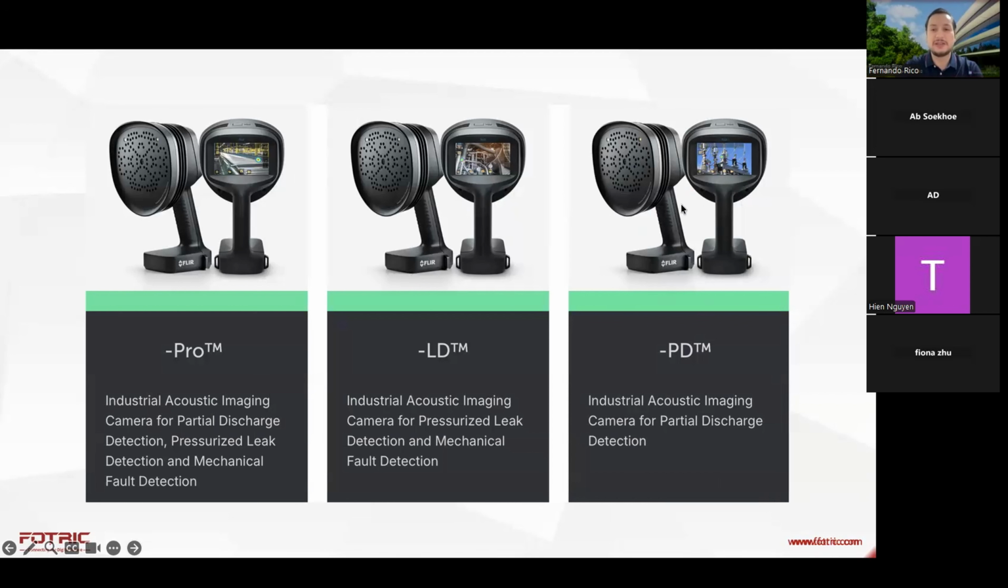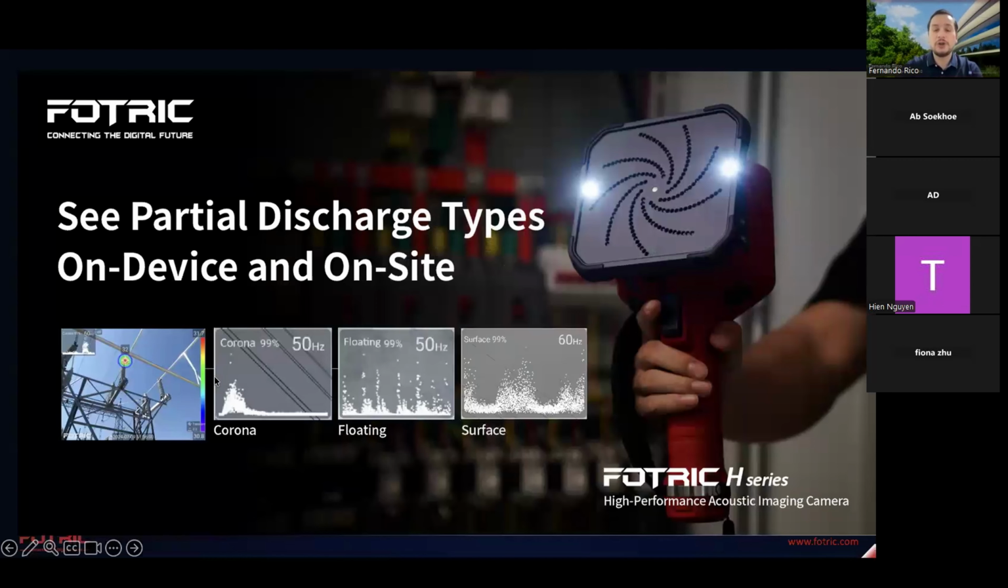All they did was cripple the features on this one and allow full features on this one. This does only partial discharge. This does only leaks. They also have a model where it only works for air leaks and another one for gas leaks, as if it was a different thing. And then the one that can do both. So with Fotric acoustic cameras, you're able to do all of it in any of our product models and get higher sensitivity with higher microphone count while detecting the type of partial discharge live without connecting the camera to the internet or going back to the office for cloud service.